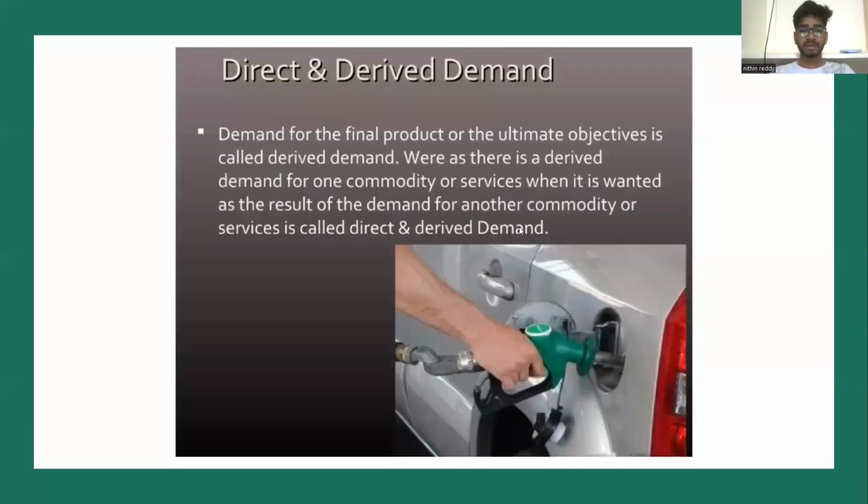Direct and derived demand. Demand for the final product or the ultimate objectives is called direct demand, whereas there is a derived demand for one commodity or service when it is wanted as a result of the demand for another commodity or service. This is called direct and derived demand.